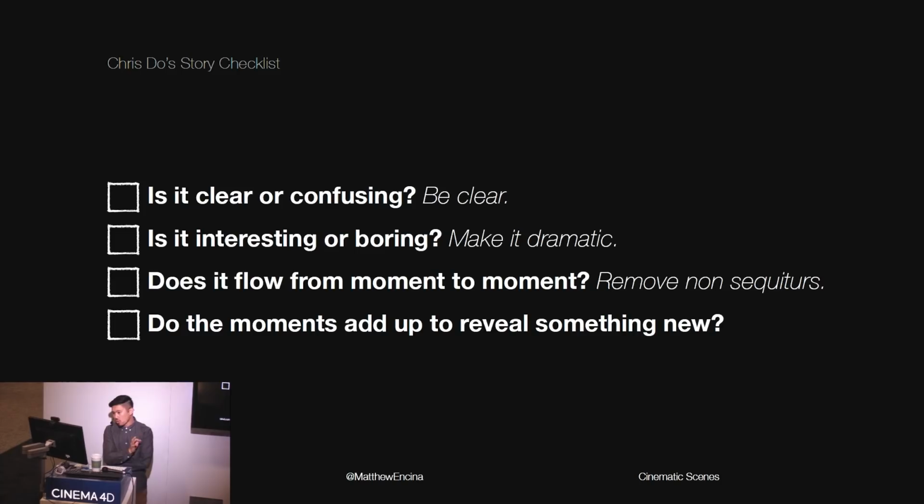And then as you guys are evaluating your own work, I got this little checklist from Christo, who is the founder of Blind and the Future. So if you guys are building a narrative sequence, go through this and make sure you tick off all of these boxes. So as you're looking at it, is it clear or confusing? Make sure you err on the side of being clear. Is it interesting or boring? Make sure to make it dramatic. Does it flow from moment to moment? If it doesn't, remove the non sequiturs. And then do the moments add up to reveal something new? Because by the end, if you don't reveal any new information, what was the point? Right? So use this to evaluate your own sequences, your own narrative work.